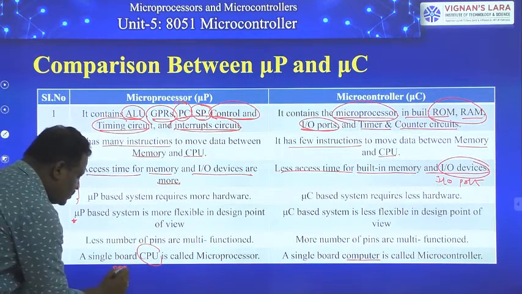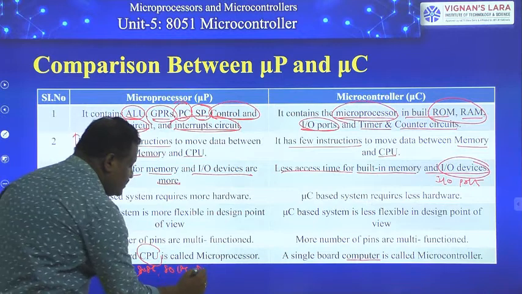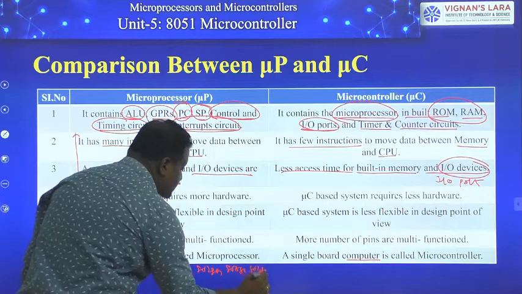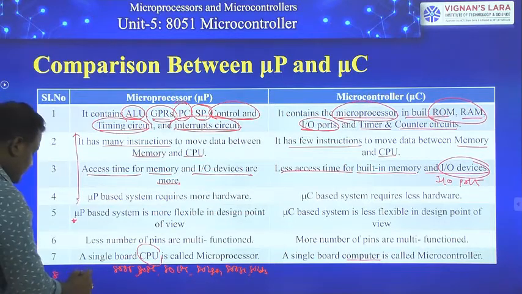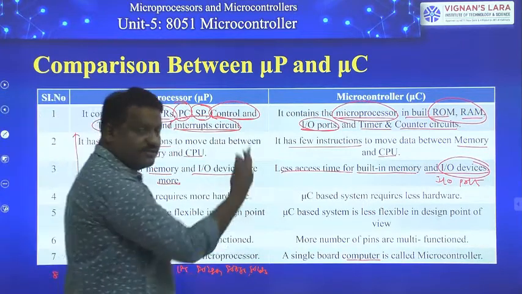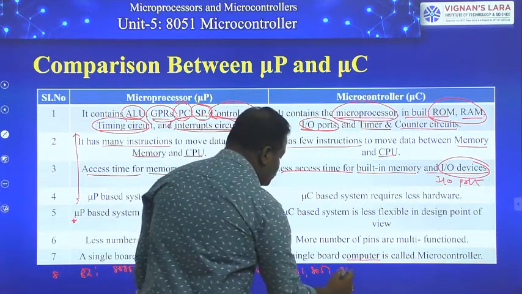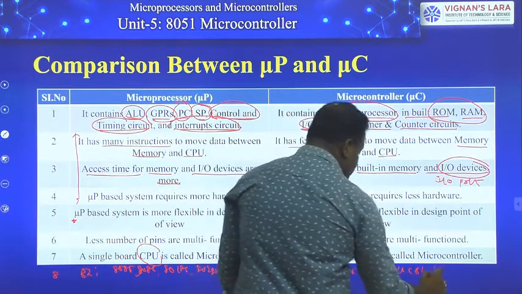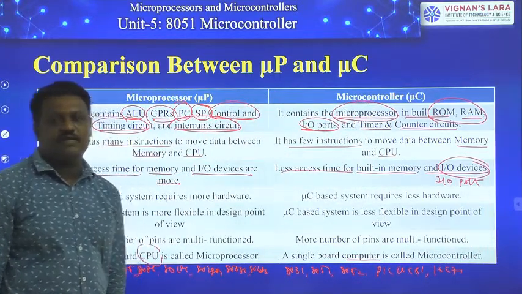And last one is examples. For a microprocessor you can write 8085, 8086, 80286, 80386, 80486, like this. We can write so many examples. So examples for microprocessors are like this. And similarly, examples for microcontrollers: 8031, 8051, 8052, PIC 16C61, 16C71, etc. These are the different examples for microcontrollers.